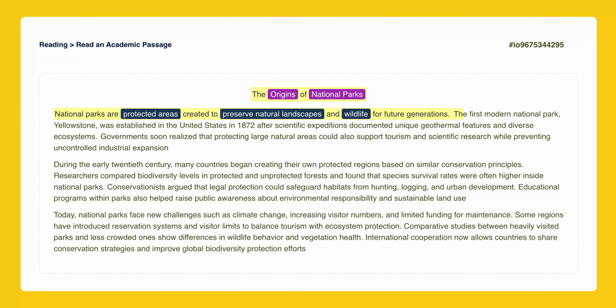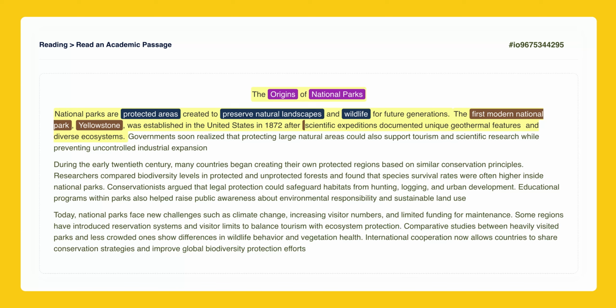The first modern national park, Yellowstone, was established in the United States in 1872 after scientific expeditions documented unique geothermal features and diverse ecosystems. Here, the author provides a specific historical example. The key word, Yellowstone, is important because it is identified as the first modern national park. We also learn the reason it was created, because scientific expeditions documented unique geothermal features. This connects the creation of the park directly to scientific discovery and the value of the land's features.